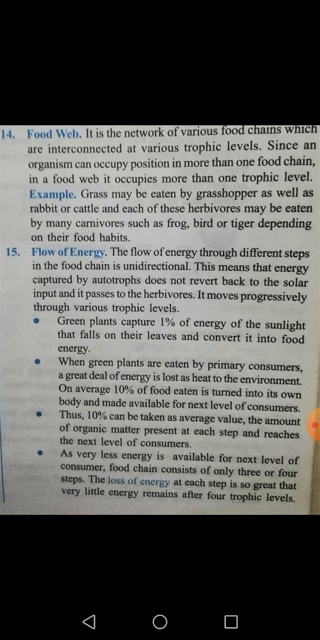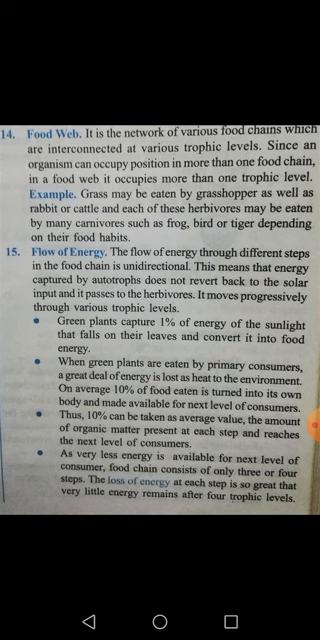If you observe, it might be possible that there are certain food chains which are interconnected at various trophic levels. Sometimes one organism can be included in more than one food chain. So these two food chains can be interlinked with the help of that particular organism. So it forms a network of food chains, and the network of food chains which are interlinked at various trophic levels is called a food web.